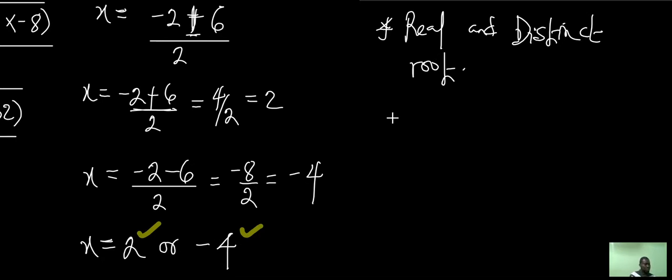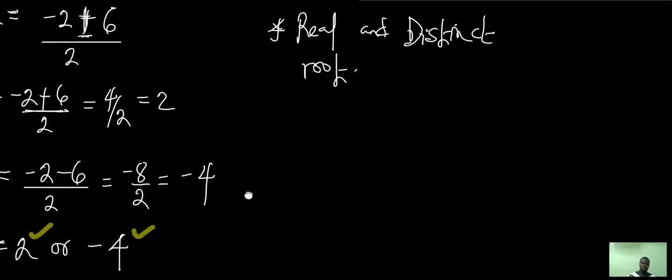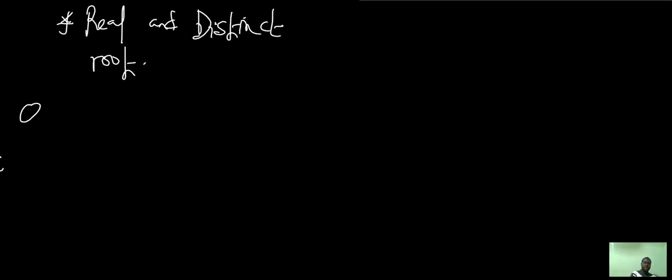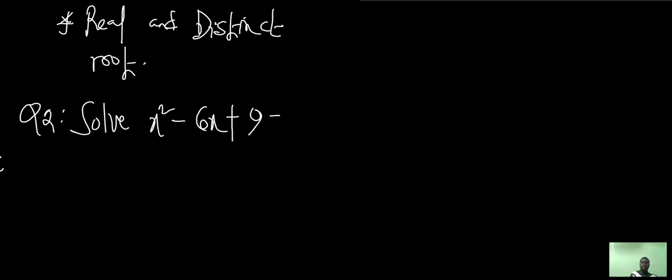Let's look at another quadratic equation and let's see what kind of answer we'll generate. Let's go to question 2. If I am required to solve x squared minus 6x plus 9 equals 0 using the quadratic formula, you can pause the video and try to see if you'll be able to solve using the quadratic formula.